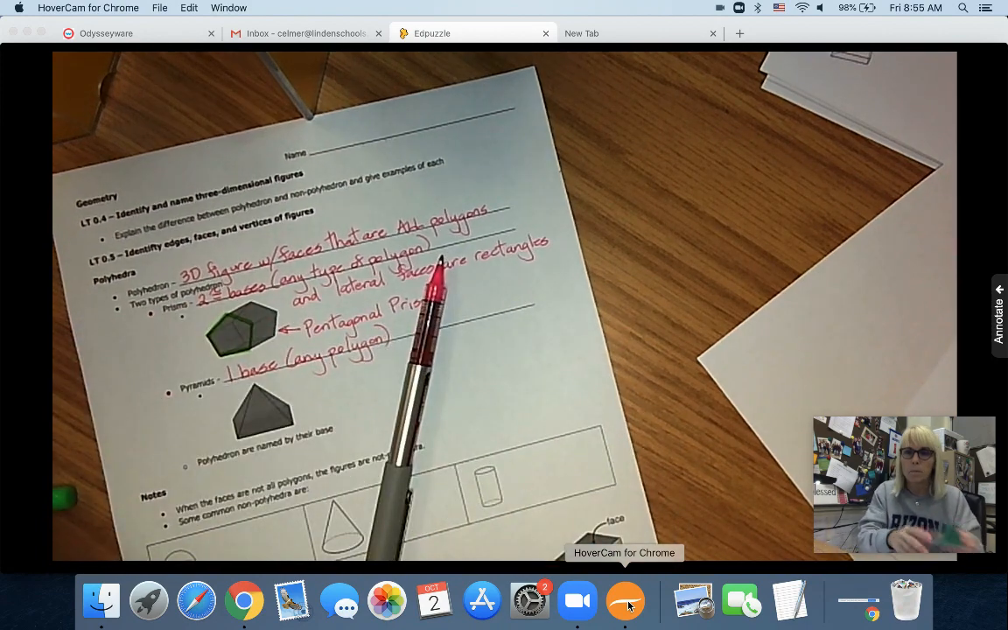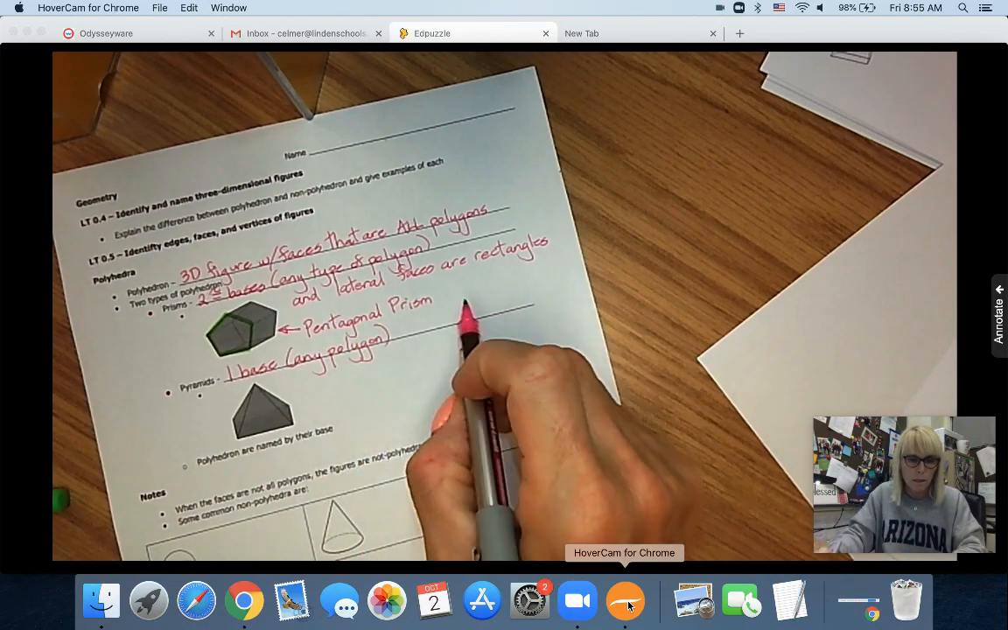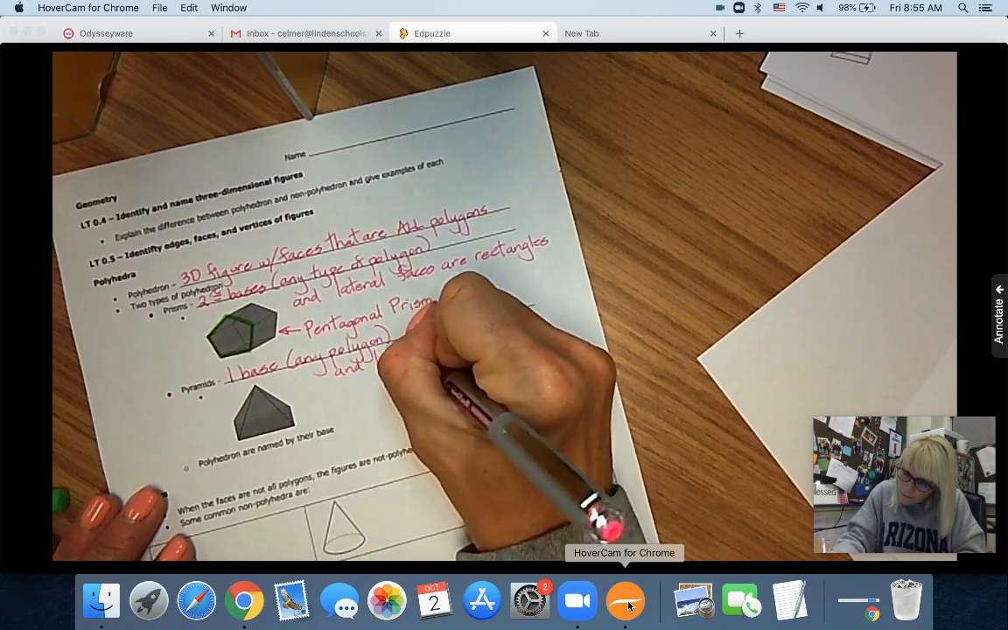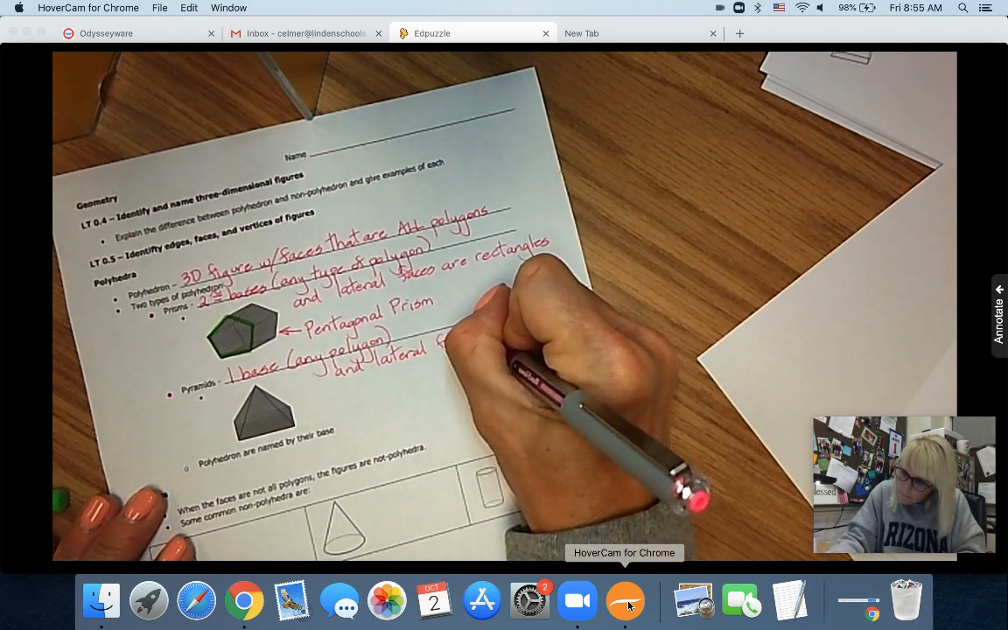So if this is a rectangular pyramid, what shape are the lateral faces on a pyramid? So here's the base on this pyramid. What shape are the lateral faces? Okay, well hopefully you notice that these are all triangular lateral faces. So we'll write that in our notes. Lateral faces are triangles.